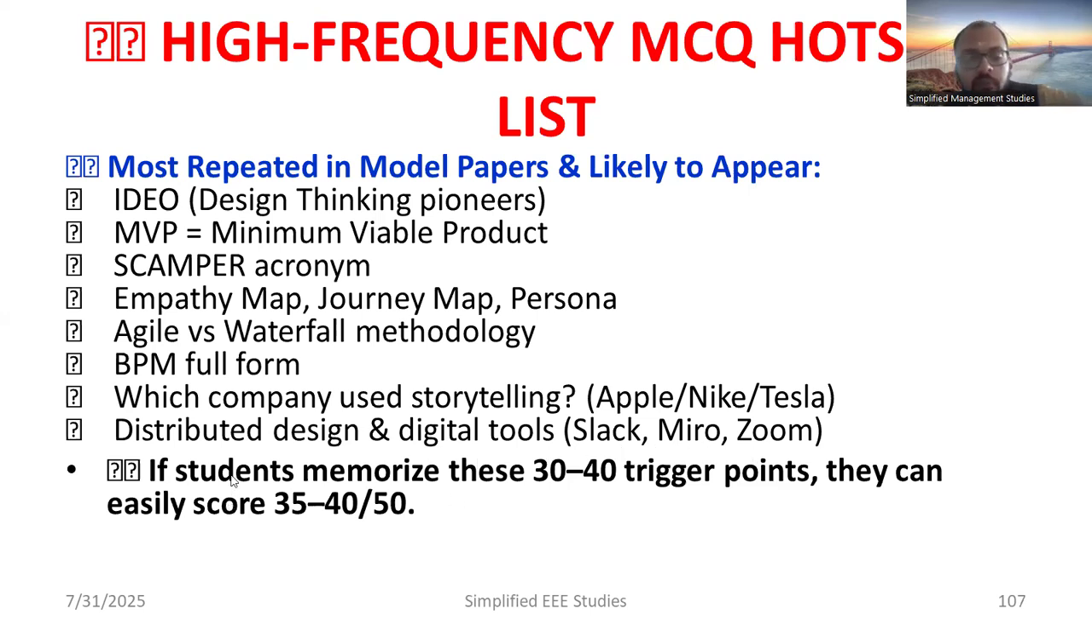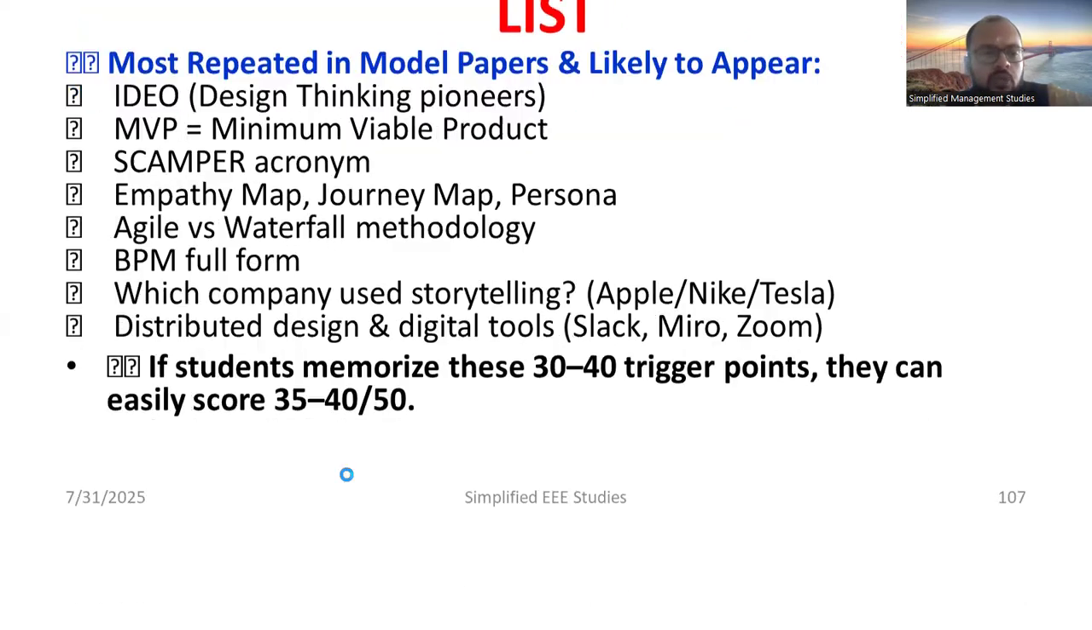If students memorize these 30 to 40 trigger points, they can easily score 35 to 40 out of 50. Of course, that is 80%. 80% in MCQ is also a great job if you can do it. Of course, target above 90%, because getting 90% is also really great. Try to earn the maximum that you can.